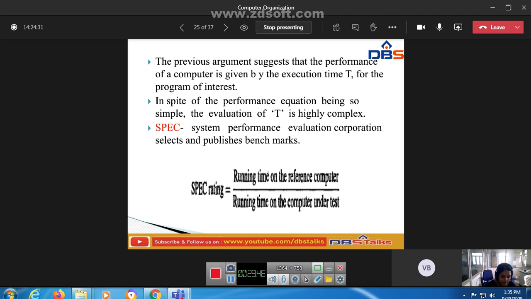SPEC means Standard Performance Evaluation Corporation. So that is the full form of SPEC. The SPEC rating for program i in the suite, and the overall SPEC rating for the computer is given by the geometric mean. So these are the performance measures.